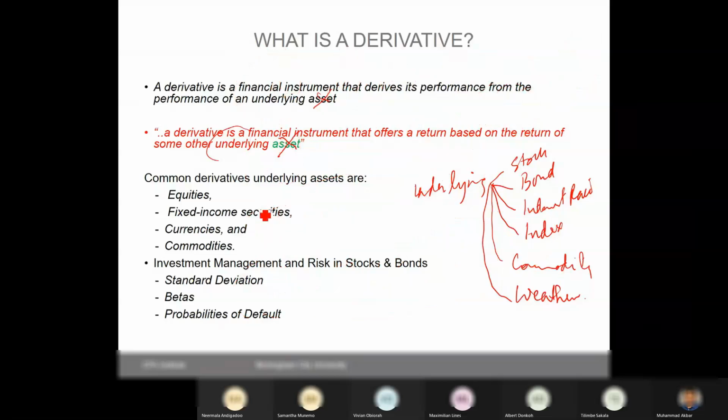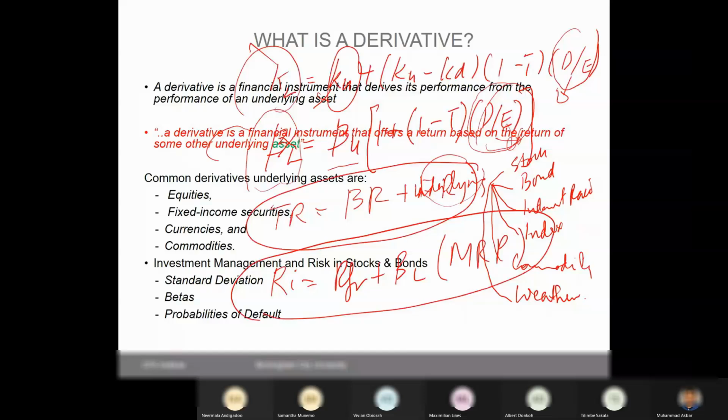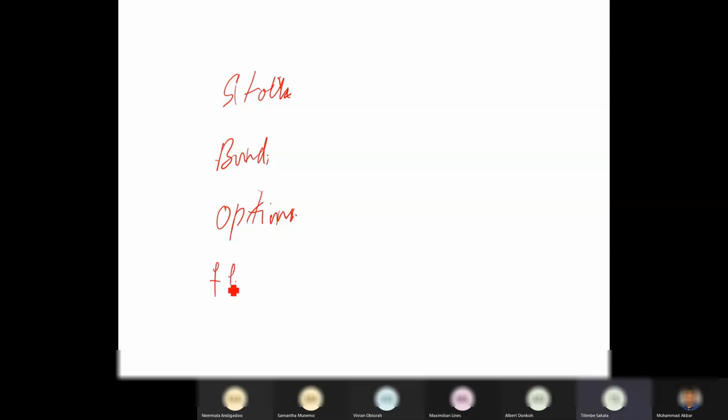The underlyings, as we say, are equities, fixed income, currencies, and commodities, but they can be weather derivatives also, indexes also. Now, what are the measures of risk? For example, for a stock, bond, options, even futures, how do you measure risk? It's measured by the volatility or the sensitivity. So how do we measure that for stocks, for example?